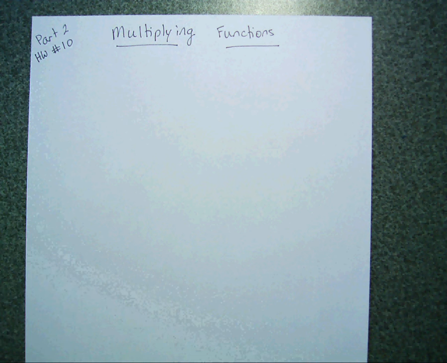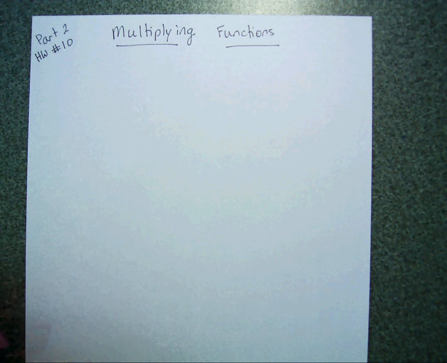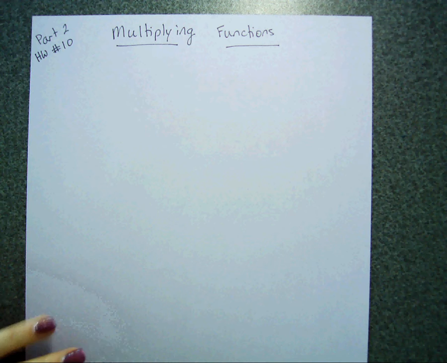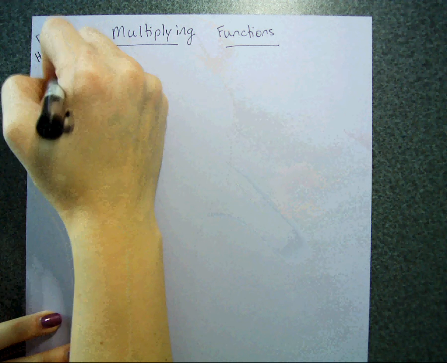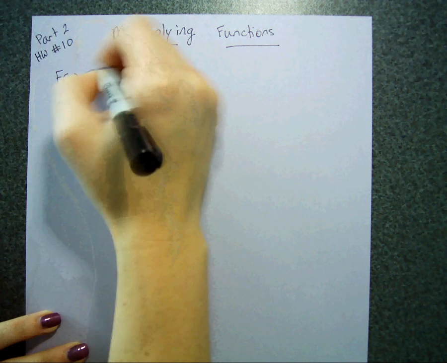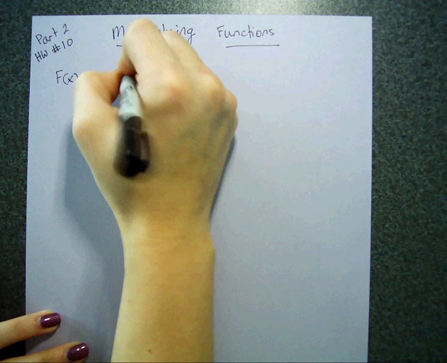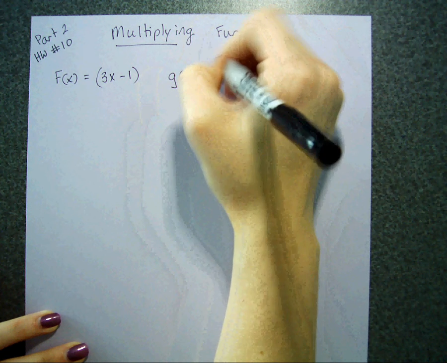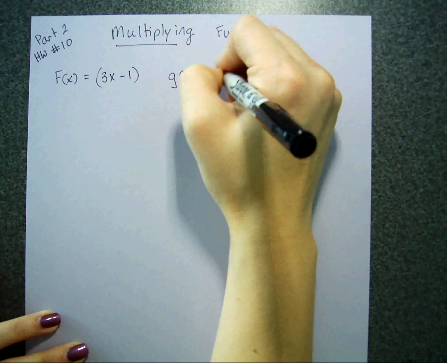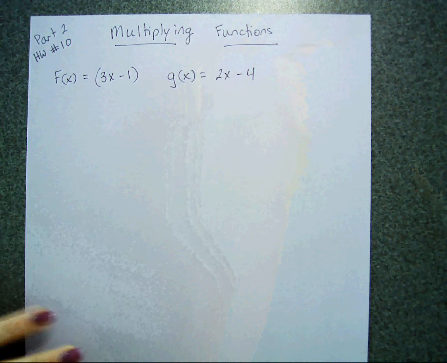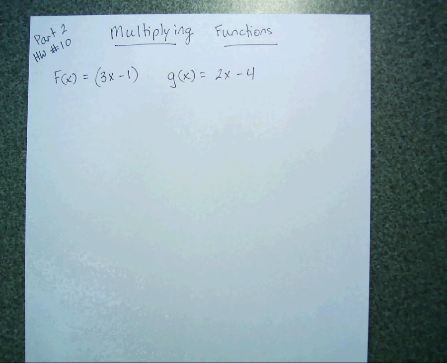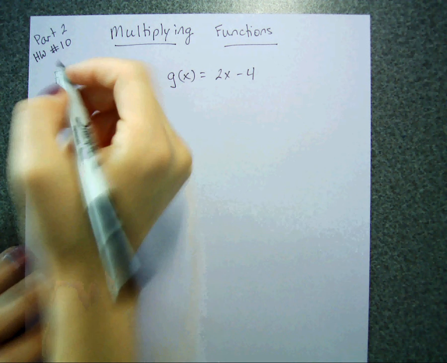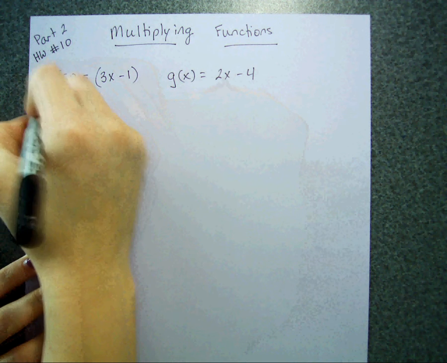All right, so part 2 of homework question number 10, multiplying functions. So let's get some functions. I have f of x equals 3x minus 1 and g of x equals 2x minus 4 as my two functions. And a little bit of notation.